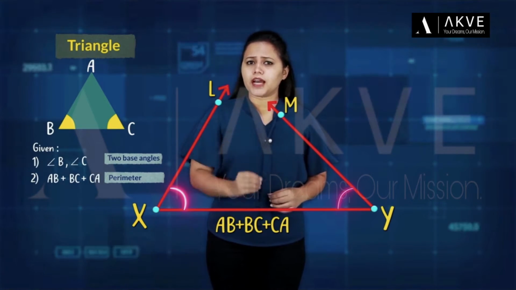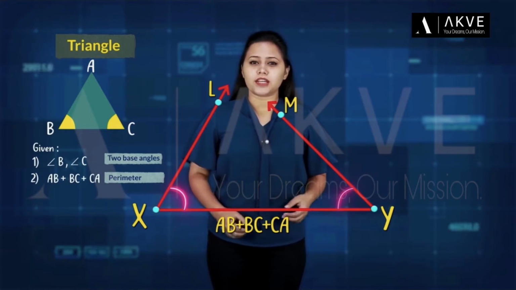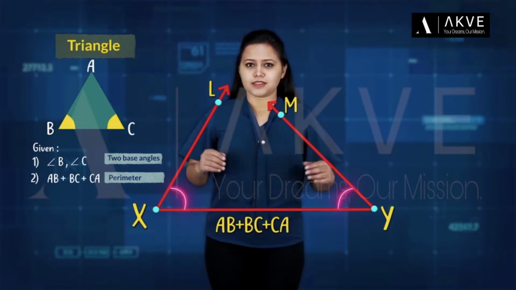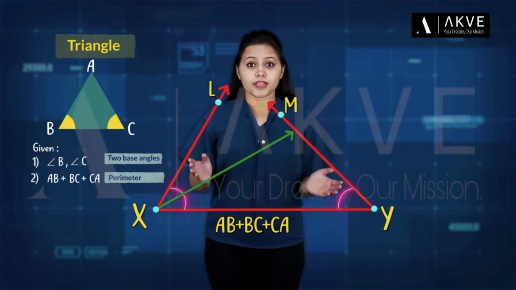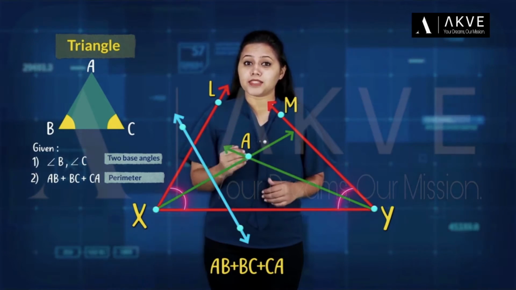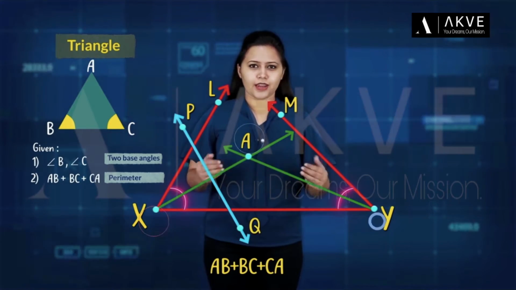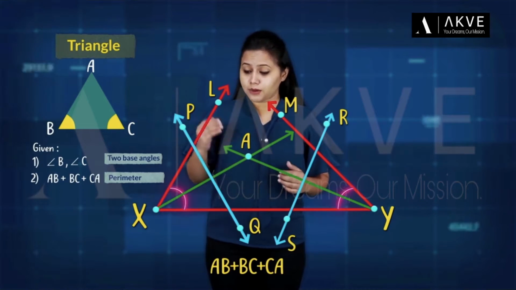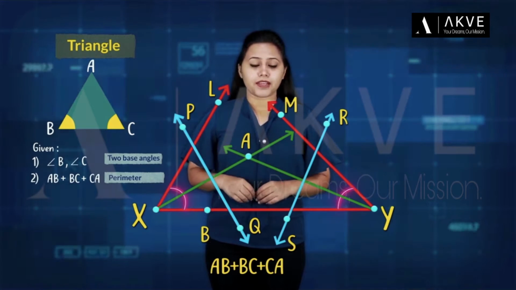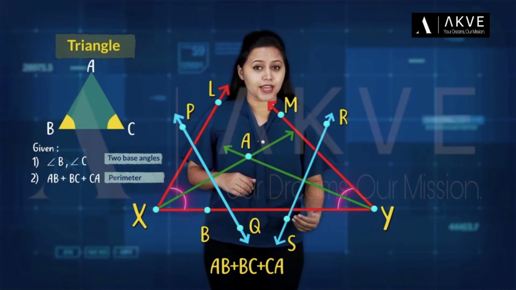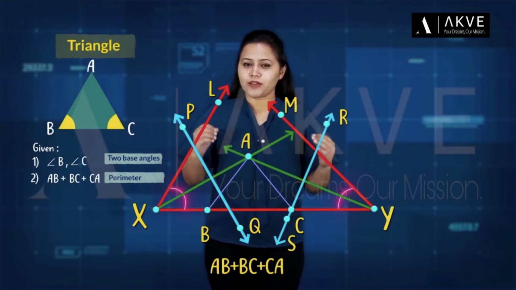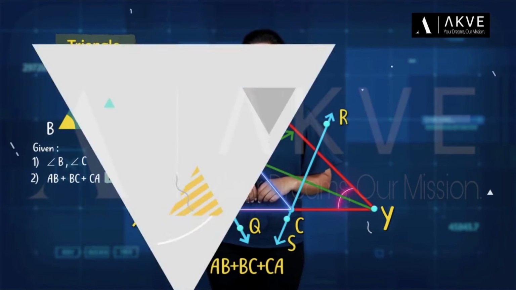Remember that for the entire construction, we are only using a ruler and a compass. The next step is to bisect these angles. The bisectors will intersect at a point A. Finally, draw the perpendicular bisectors of AX and AY. The bisector PQ intersects the base XY at B and the bisector RS intersects the base XY at C. Join AB and AC. So here we have the triangle ABC.